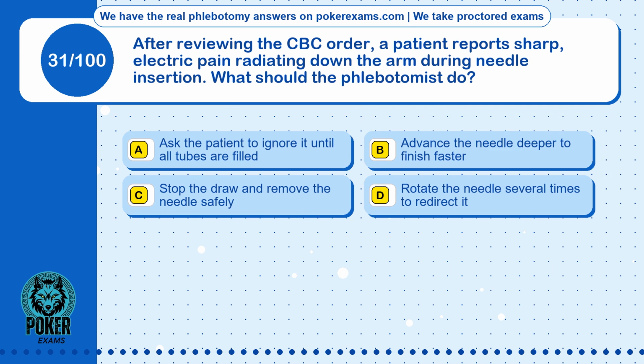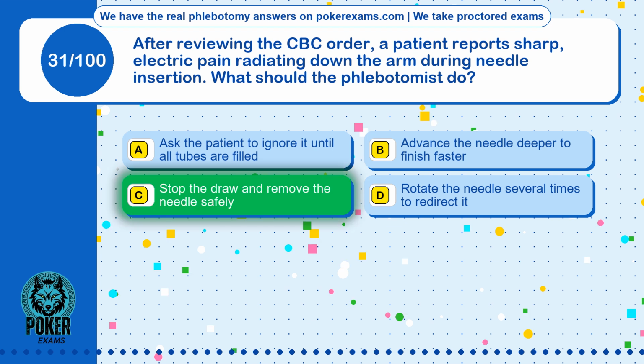Question 31. After reviewing the CBC order, a patient reports sharp, electric pain radiating down the arm during needle insertion. What should the phlebotomist do? Option A. Ask the patient to ignore it until all tubes are filled. Option B. Advance the needle deeper to finish faster. Option C. Stop the draw and remove the needle safely. Option D. Rotate the needle several times to redirect it.